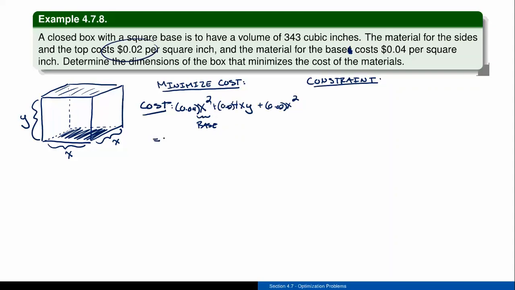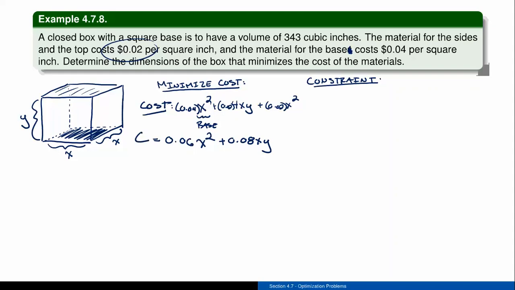If I try to clean this up a little bit, what do I have? I have a 0.04x squared, which gives me the price of the materials for the base. The middle term is this 0.02 multiplied by this 4, which turns into 0.08xy. And at the very end I had 0.02 times x squared, so I can lump that into the very front part, creating a 0.06.